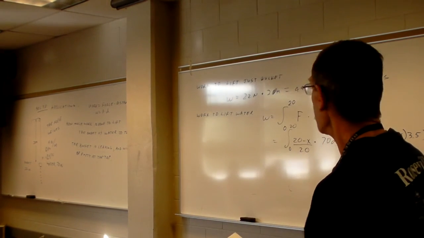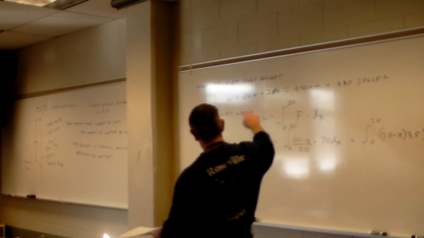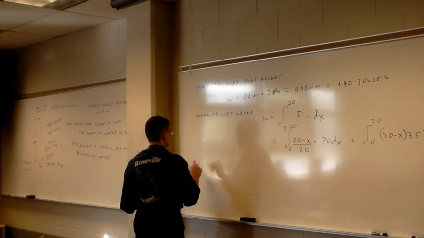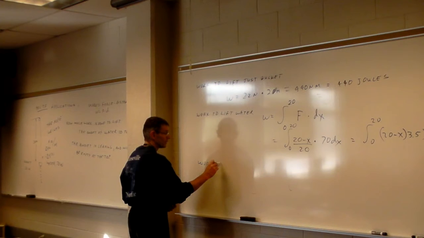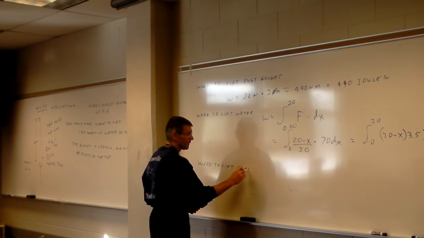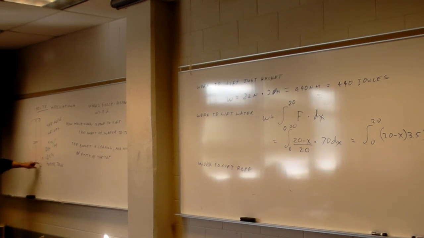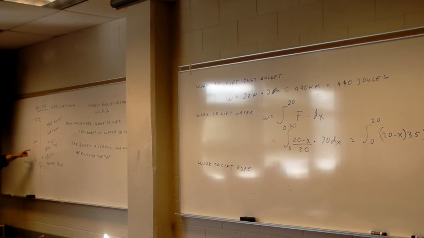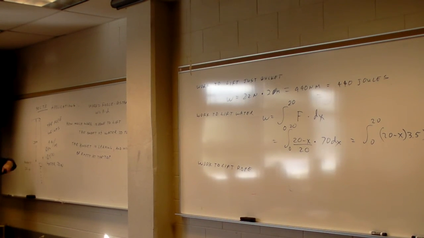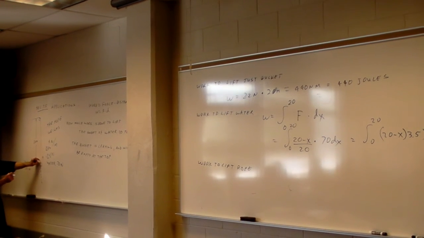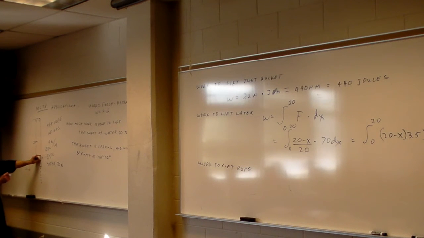Okay? So we now have 440 joules lifting the bucket. We have 700 joules lifting the water. Now we have to lift the rope. What's happening when we lift the rope? The rope weighs 0.4 newtons per meter, so it's 0.4 times 20. But every time you lift it, there's less rope to lift. You lift so much of the rope this distance, but then it's a lighter portion, and the lighter portion you lift all the way up. So we need to come up with a proportion for that.